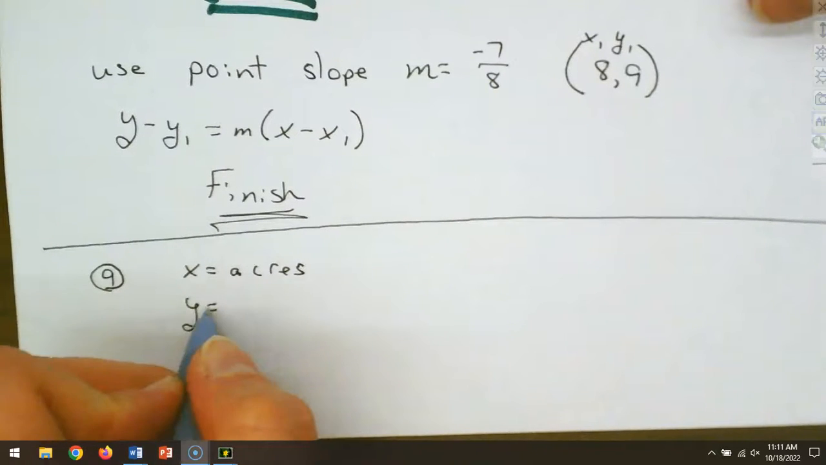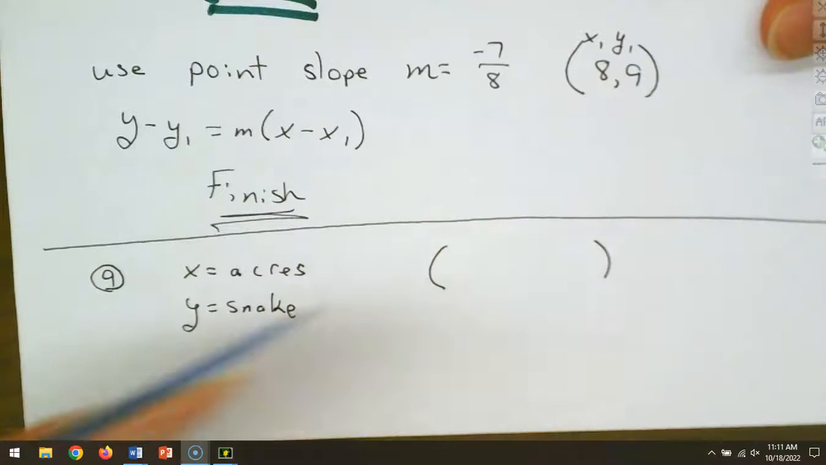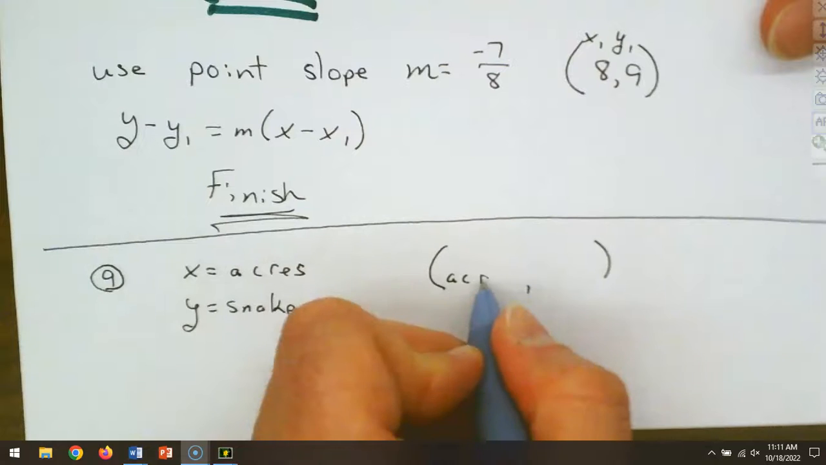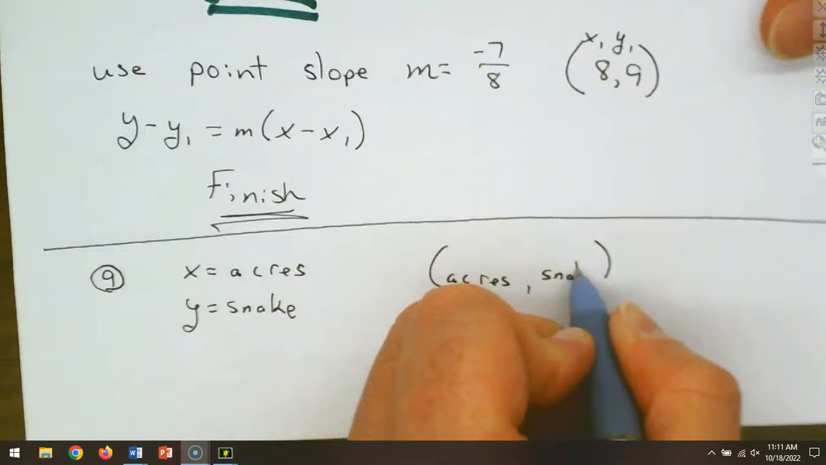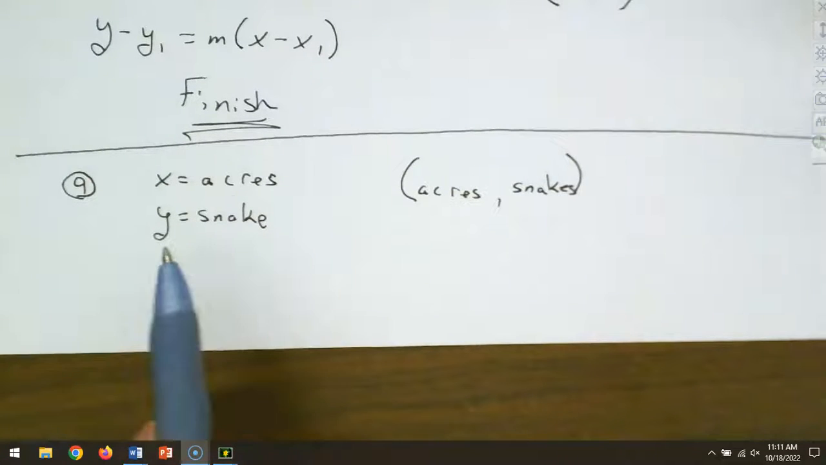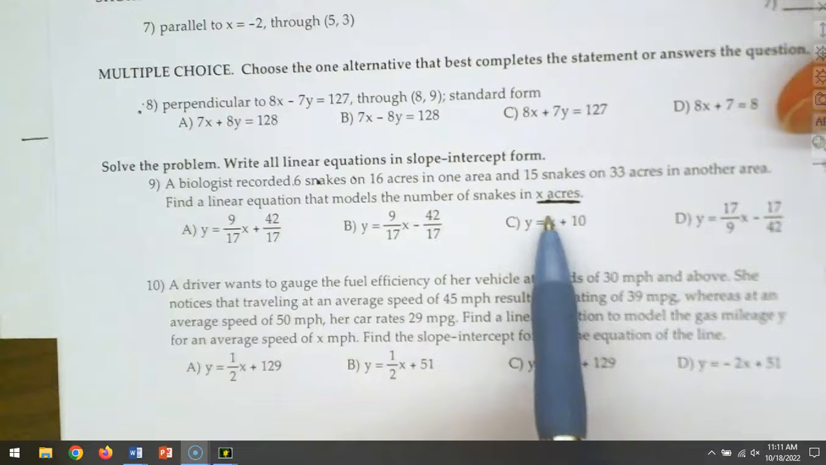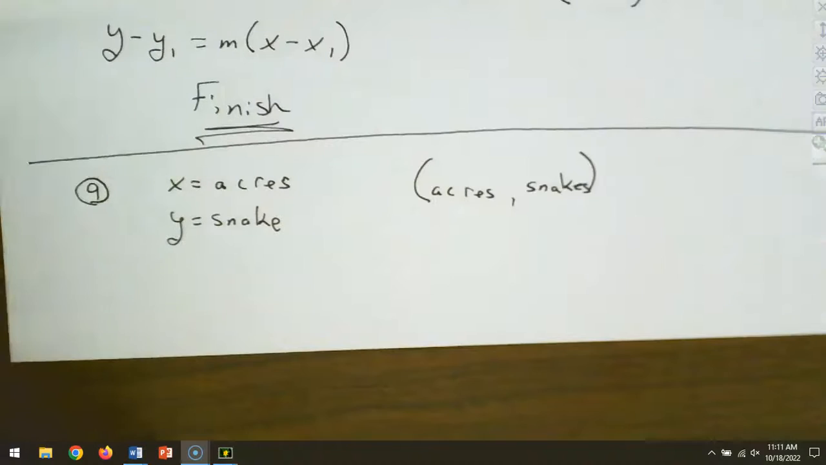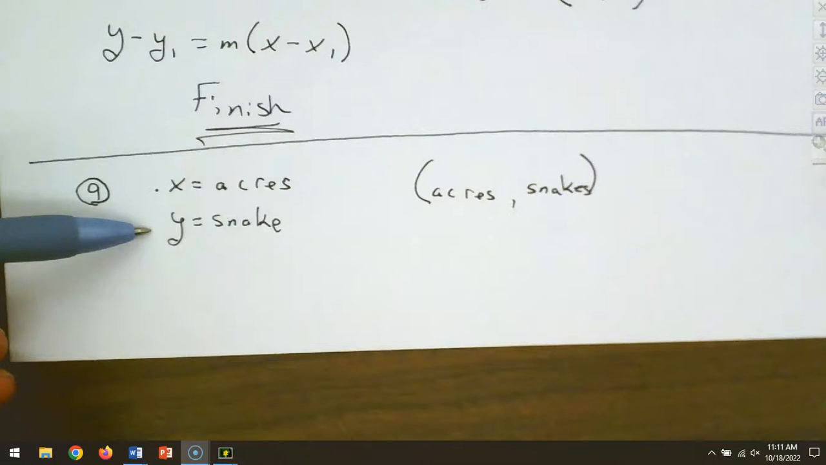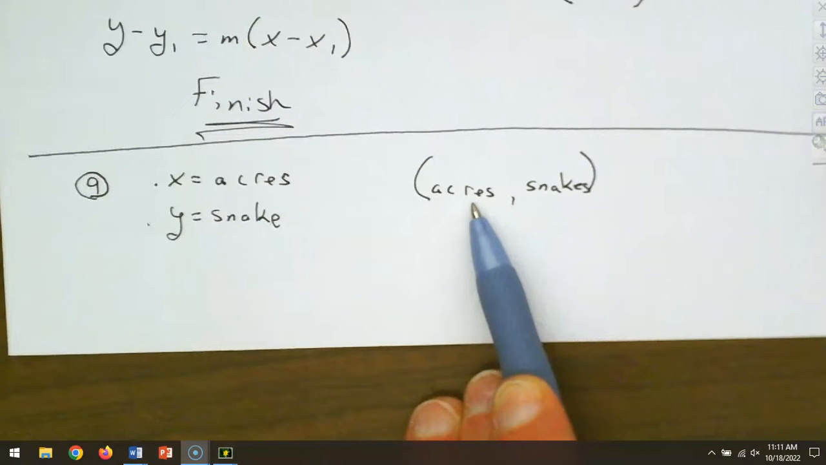Y is going to be the snakes. So what does my ordered pair look like? They look like acres, comma, snakes. That's what it needs to look like. Acres is the X part because it says right here, X acres. So X is going to be the acres. That means that Y has to then be the number of snakes. And so what does my ordered pair look like? Acres, snakes.